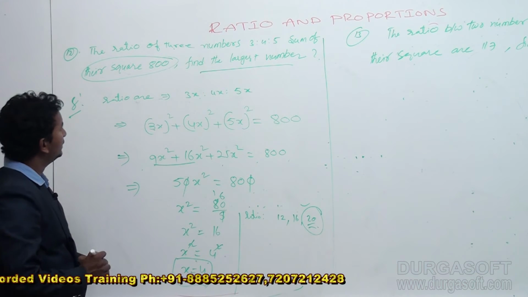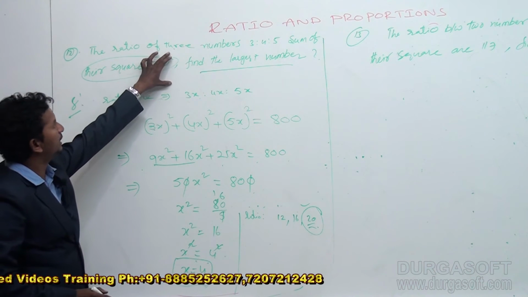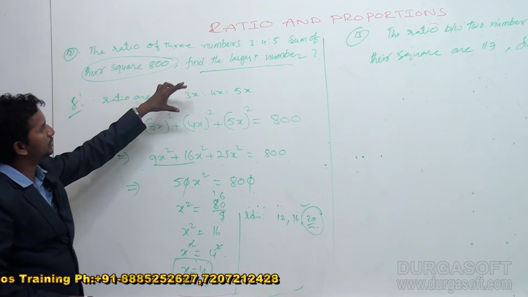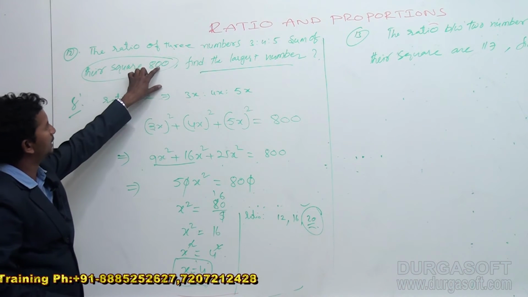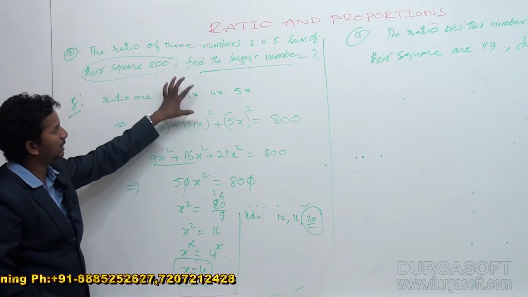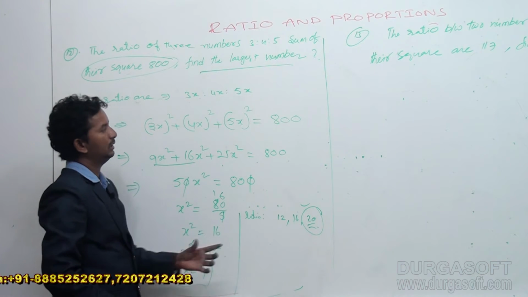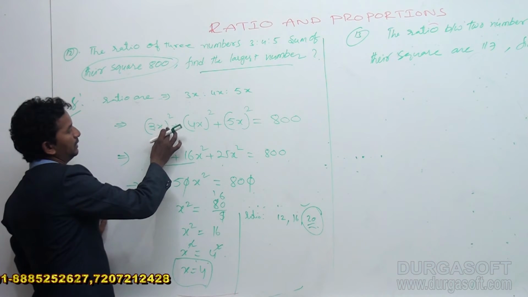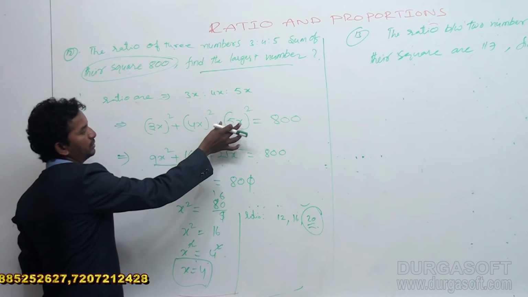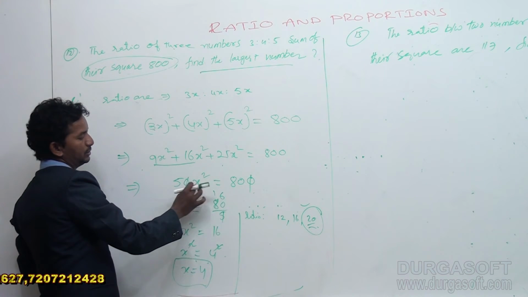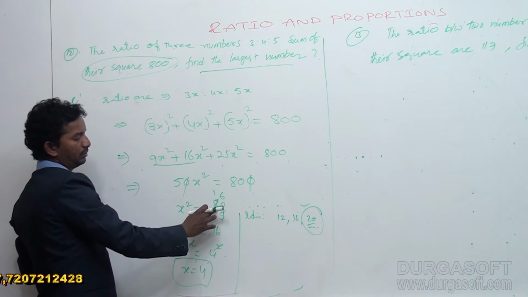Okay, once again, the ratios of three numbers 3:4:5, the sum of their squares is 800. Find the largest number. The largest number is nothing but 5 into 2, 20 is the largest number here. Sum of their squares is nothing but each one is the individual squares, all individual squares are added, that is 50x square. Now 800. 0 will be cancelled. X square is equal to 80.